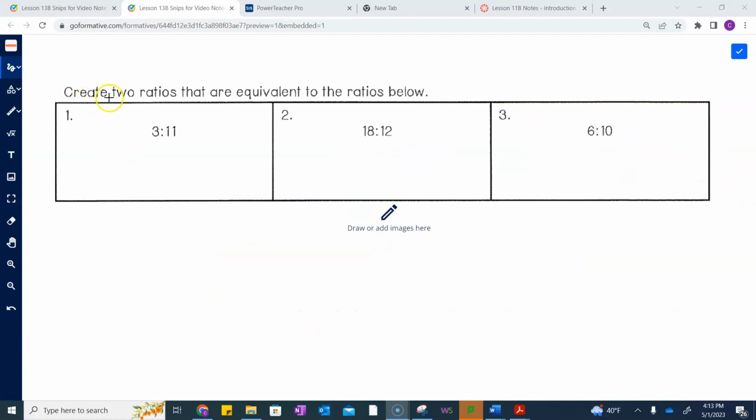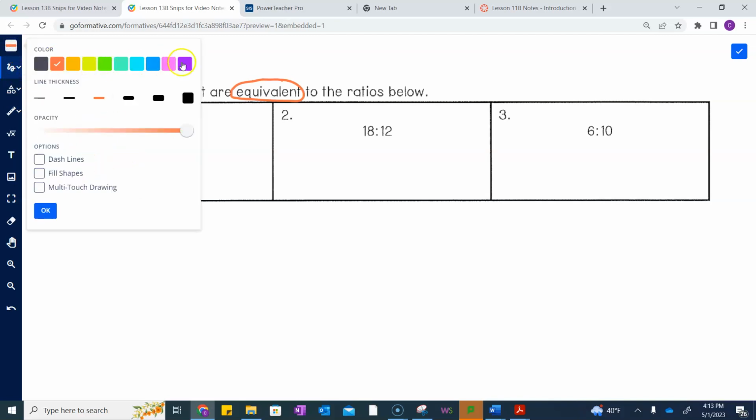The directions are asking us here to create 2 ratios that are equivalent to the ratio we're given. So when you're looking at this ratio, it's 3 to 11. We can write that as a fraction. I think a lot of times writing it as a fraction will help us to see what we need to do to create those equivalent fractions. So 3/11 is in simplest form. So in order to create an equivalent fraction, I need to scale that. It's all scaled down. I need to scale it up.